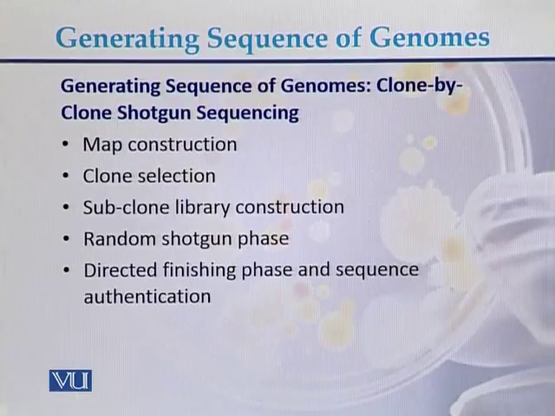Generating the sequence of genomes, we take the example of clone by clone shotgun sequencing. In the case of clone by clone shotgun sequencing, the first step was the map construction, then clone selection, then the third step was sub-clone library construction, the fourth step was a random shotgun phase, and the last step was the directed finishing phase and the sequence authentication. So these were the different steps used for generating the sequence of genomes by adopting the strategy called clone by clone shotgun sequencing.